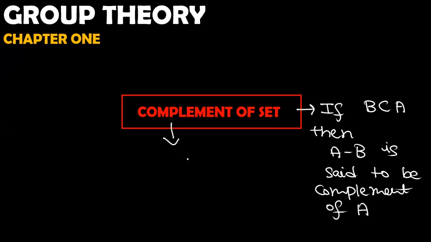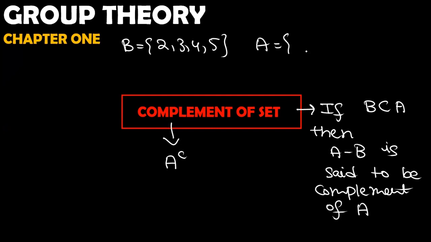And it is often written as A complement. If B is equal to {2, 3, 4, 5} and A is equal to {2, 3, 5, 6, 7}, then you clearly see that B is a subset of A. Then the B complement, then A complement will be like this.